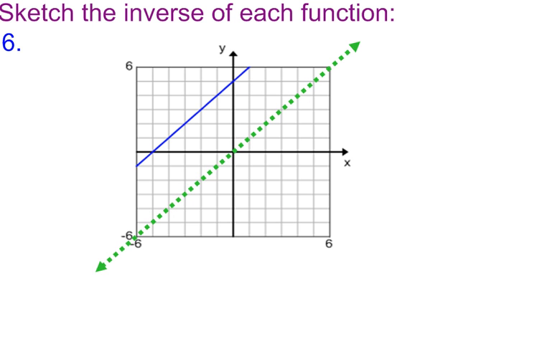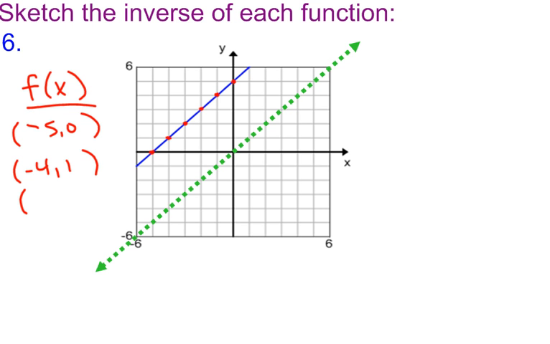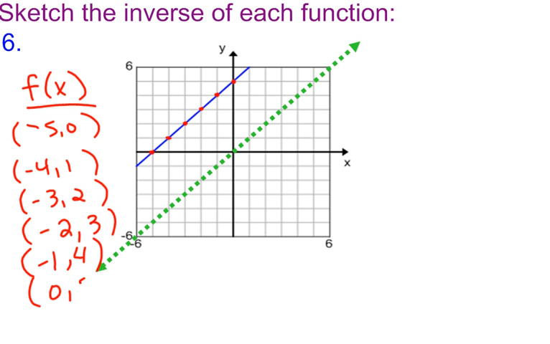And when I pick something to sketch, I'm going to do what we did in our last video, and I'm going to name some points on this line. There's quite a few, isn't there? So I'm going to go, okay, this is my original function. Let's name some of those points. Negative 5, 0, negative 4, 1, negative 3, 2, negative 2, 3, negative 1, 4, and 0, 5.